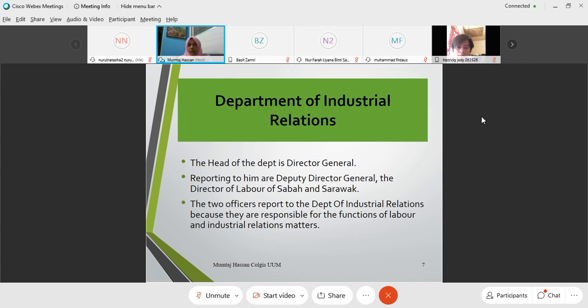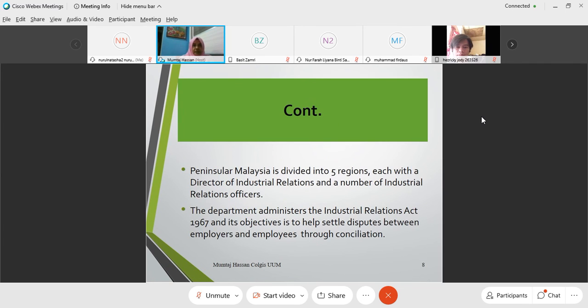Just to let you know that the Deputy Director General of Sabah and Sarawak also reports to the Department of Industrial Relations. So for Peninsula Malaysia, every state does not have a Department of Industrial Relations. We got only 5, 5 in Malaysia. So you can find out which states have a Department of Industrial Relation.